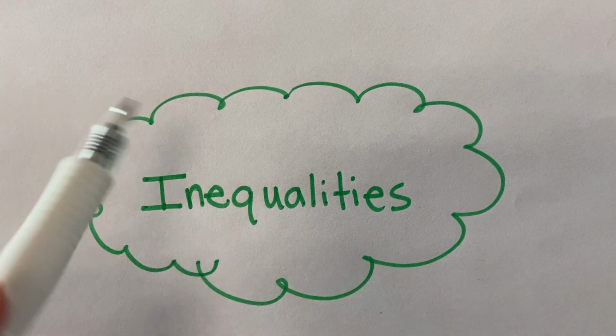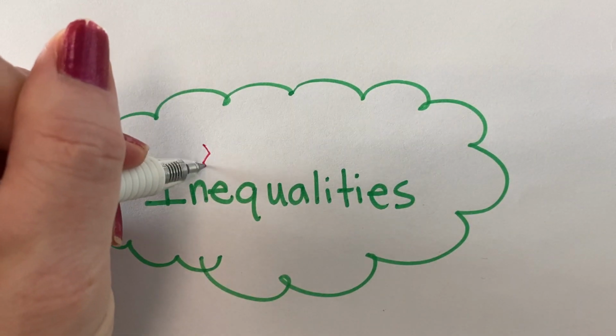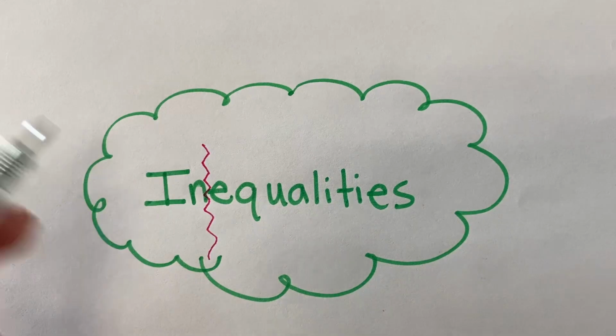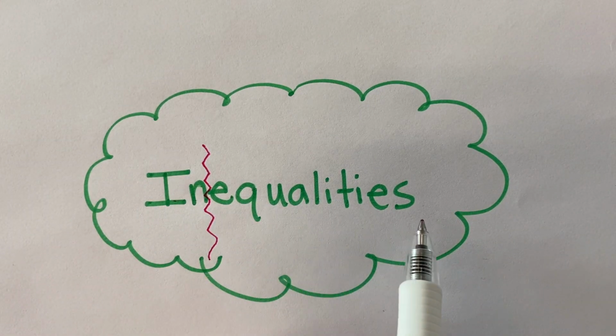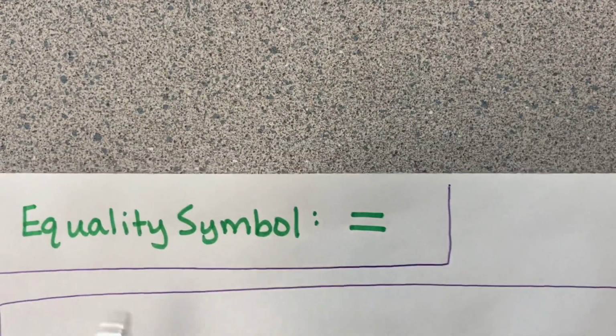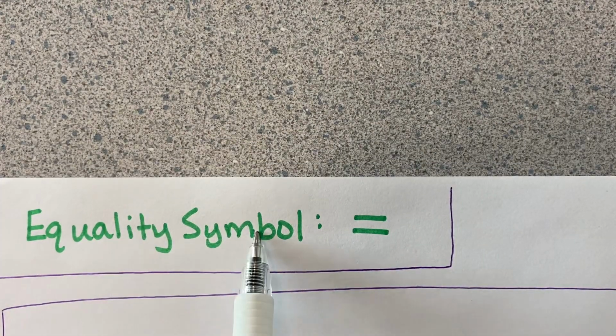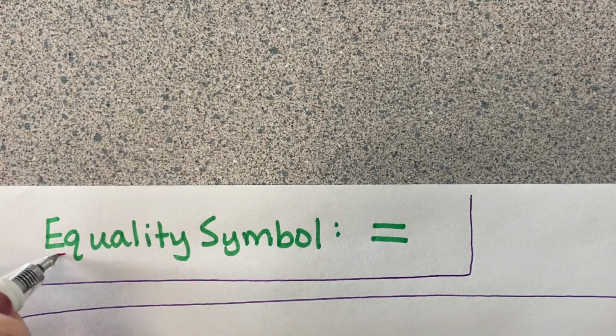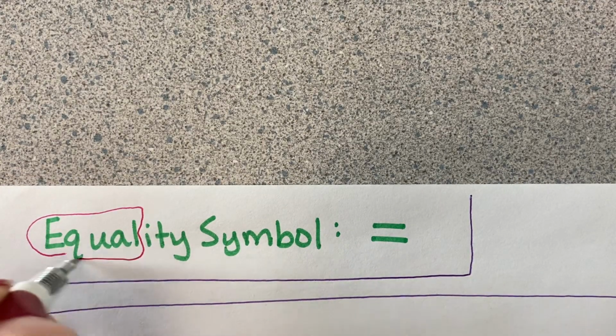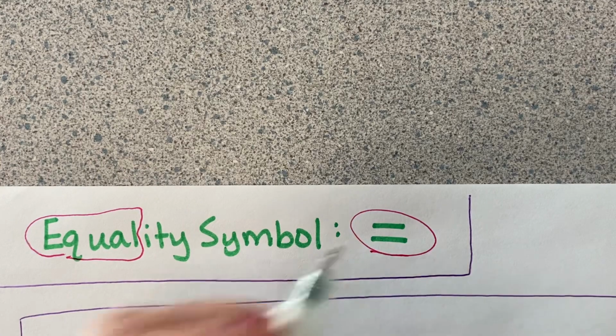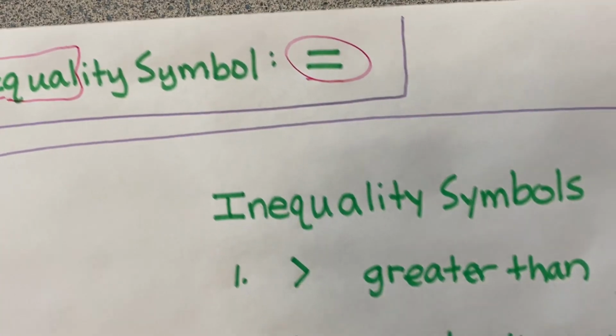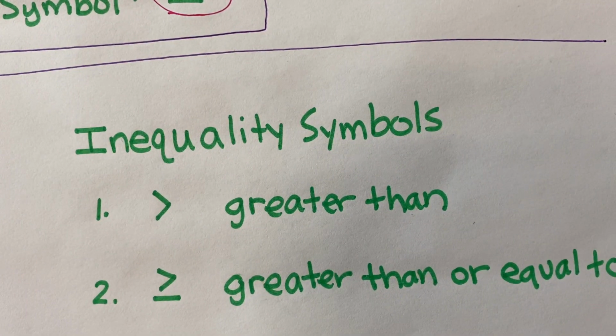What's interesting about this word is right here where it divides between the "in" and the "equalities." Let's get into it. Up until now, we've dealt with the equal symbol. Equal is the root word here, and there it is, equals. Inequality symbols are everything but that.